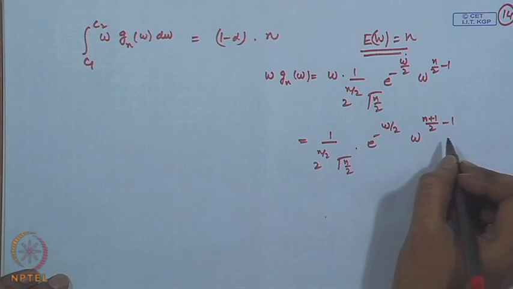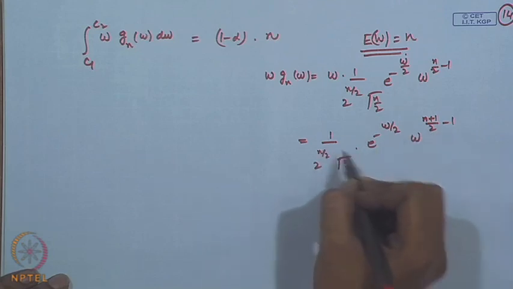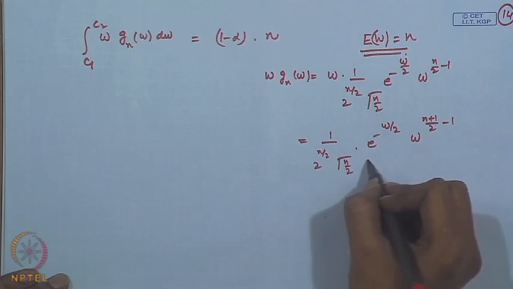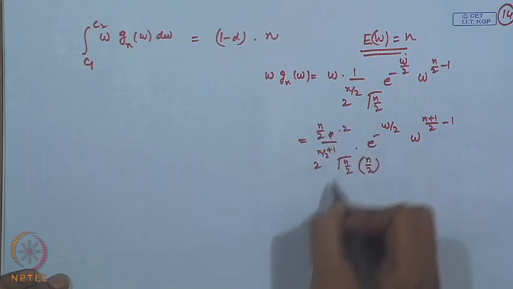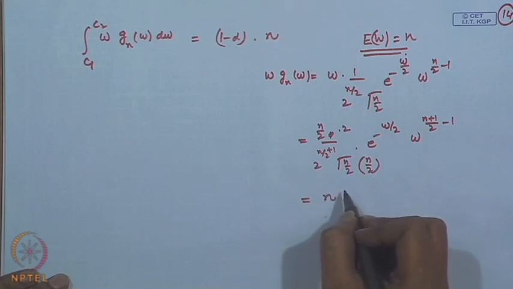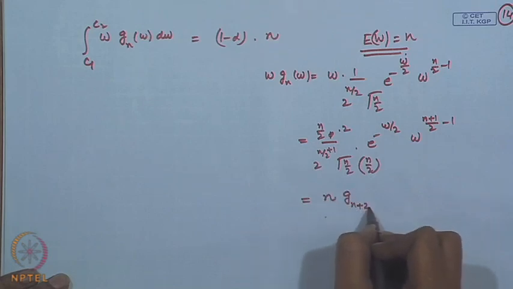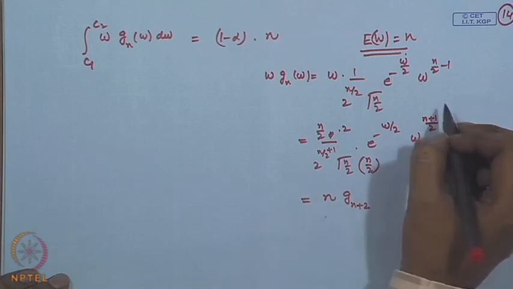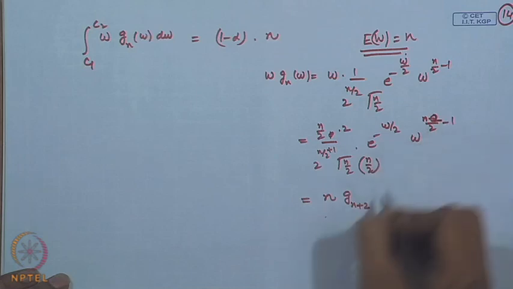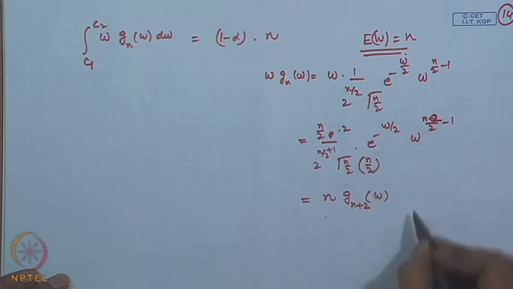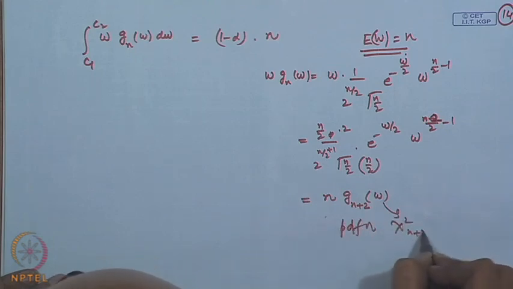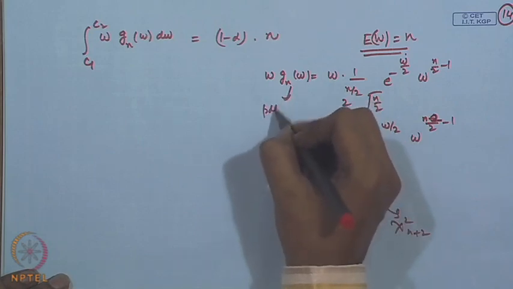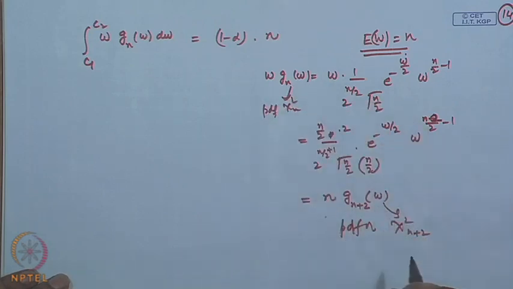If that is so, then here I add the coefficient, I write gamma n by 2 here and n by 2 here, and then I add one power here and one power here. So, this is becoming n times g of n plus 2, rather than n plus 1. That means this is the density, the PDF, of chi square n plus 2. If this is the PDF of chi square n, then this is the PDF of chi square n plus 2.